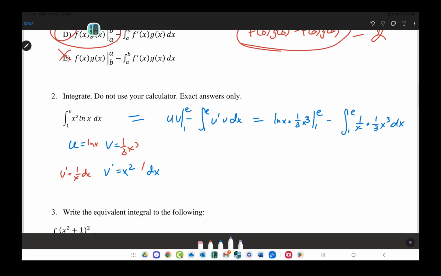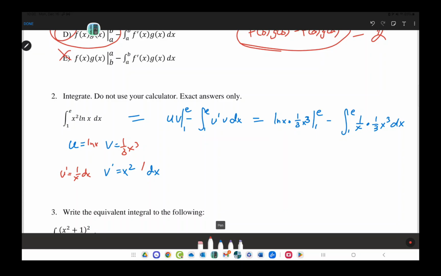For example, if I had something like x squared e to the x, e to the x is easiest to find the antiderivative for. So u would be x squared in that case. Since e to the x would never go away, you'd probably want to use the tabular method, if you remember. Don't worry, we'll do one.